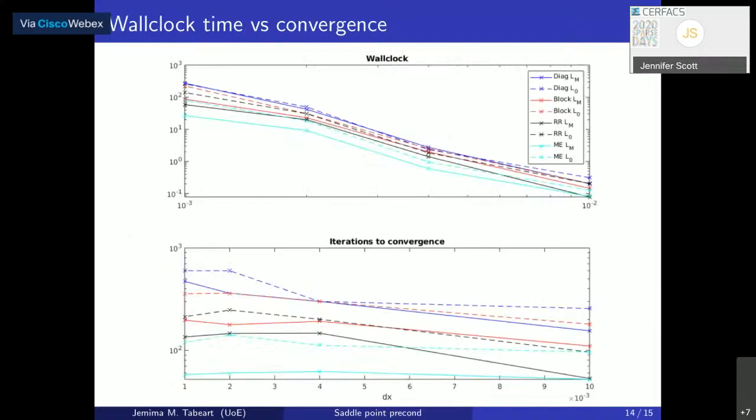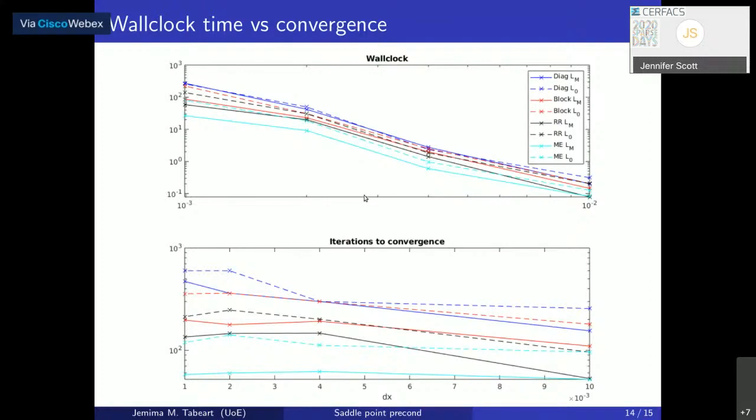Okay, so in these figures, on the top we've got the wall clock time, and at the bottom we've got the iterations to reach convergence. And the solid lines are a new preconditioner for L, and the dashed lines are using the identity, and then each color is a different choice for R. And we can see a couple of things.